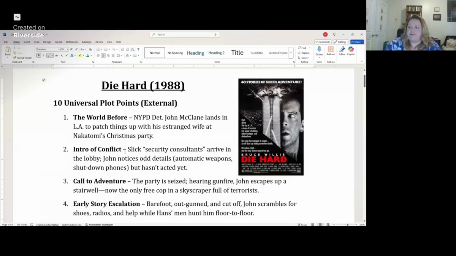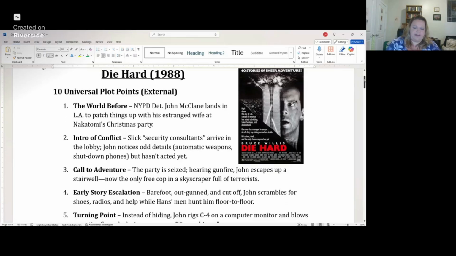Then we have the early story escalation. Now there can be a lot of these, right? Pretty much everything between the call to adventure and the turning point is going to be full of story escalations. And we have a lot of these in Die Hard because it's a very high action movie. So barefoot, outgunned, and cut off, John scrambles for shoes, radios, and help while Han's men hunt him floor to floor.